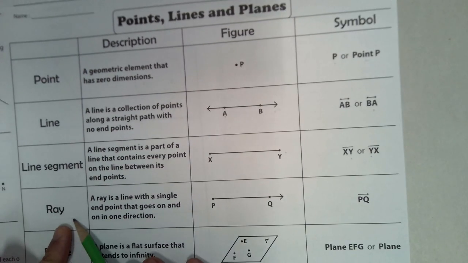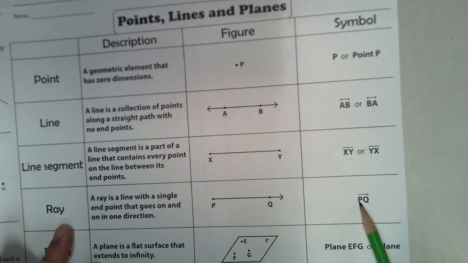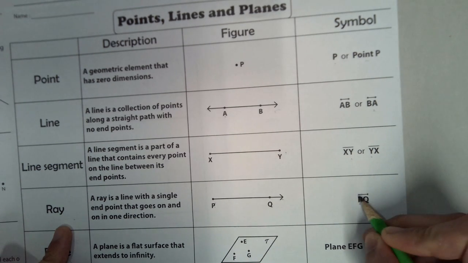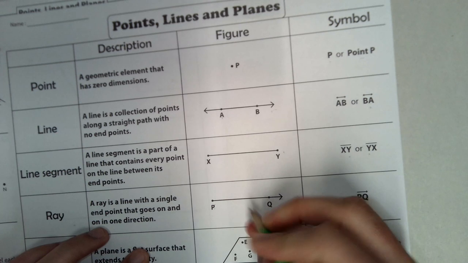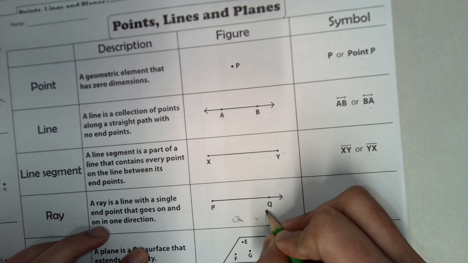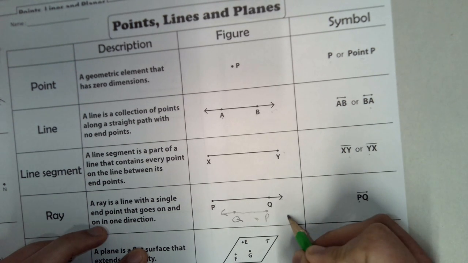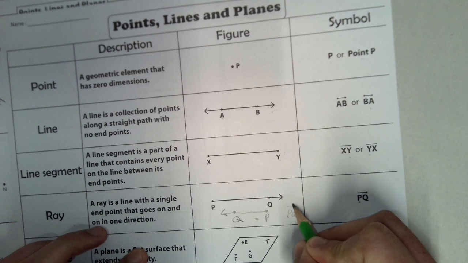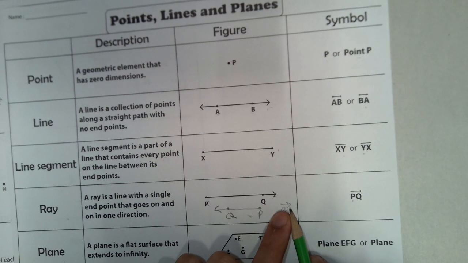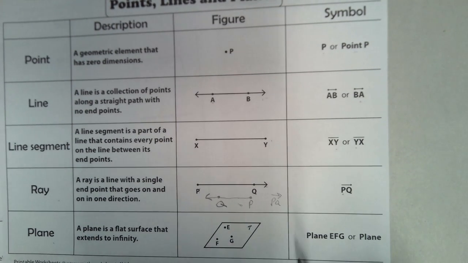We have a ray, which has an end point and 1 arrow. You name the end point first and then the point with the arrow going through it. And when you name it, the arrow always goes to the right on the top. So even if you had this QP like that, this is still ray PQ with that line that always goes to the right. Okay, even if the ray goes that way, this line always goes to the right.